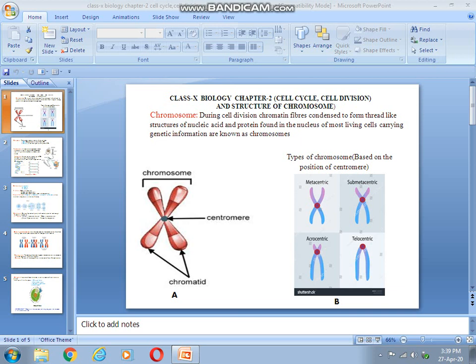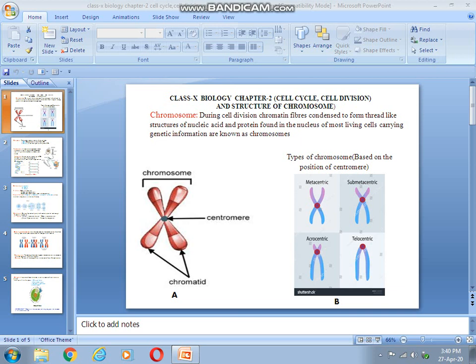Acrocentric, here the centromere remains at one end but slightly below the normal position. And fourth one, that is telocentric. Here the centromere remains at the proximal end. So these are four types of chromosome depending on the location of centromere. Now, what is the number of chromosome in human being? Human body cells contain 23 pairs of chromosomes, that is 46 chromosomes.